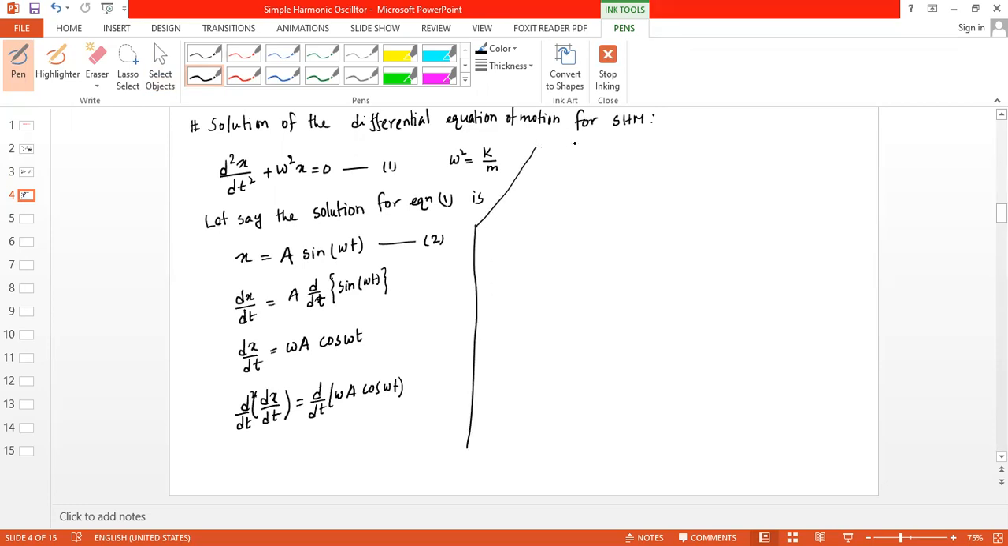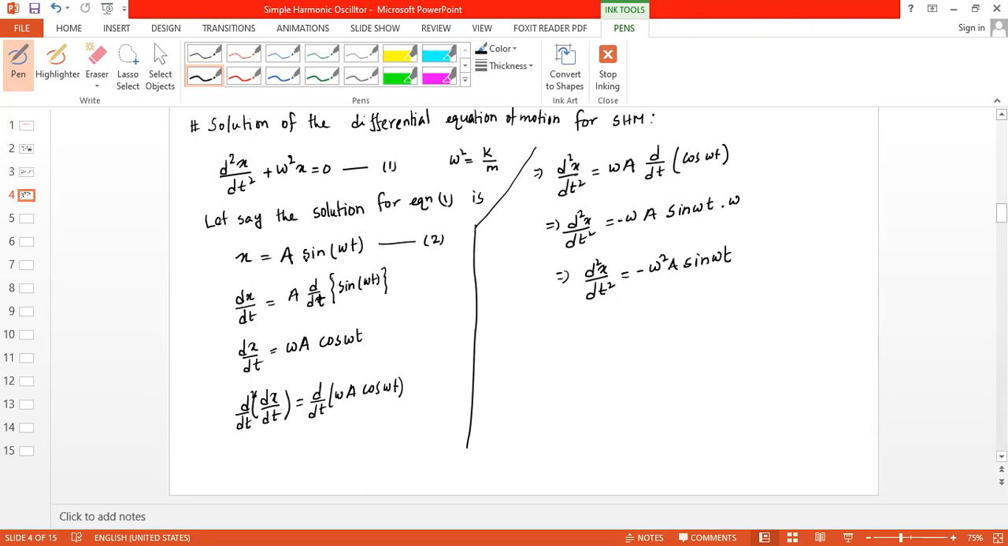So basically, on the left hand side we have d square x over dt square equal to omega a, which is constant, so let's take it out, times d dt of cosine of omega t. The derivative of cosine of omega t is minus sine omega t, and multiplied by an additional omega, since differentiating omega t gives an omega. So d square x over dt square is equal to minus omega square a sine omega t. And by the way, a sine omega t is equal to what?